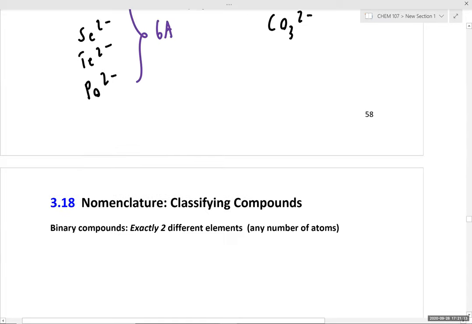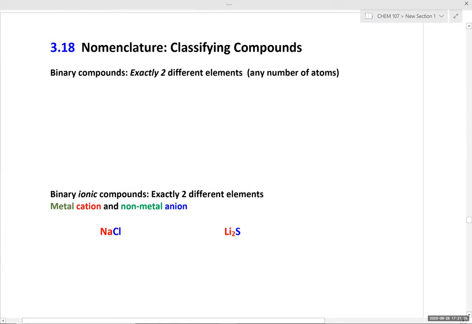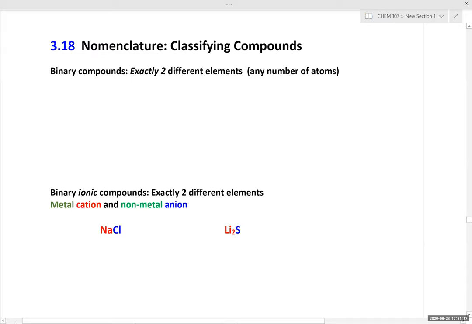Okay, so let's keep going now and let's talk about nomenclature. And nomenclature is the process for naming compounds. And before we do that, you need to learn how to classify your compounds.